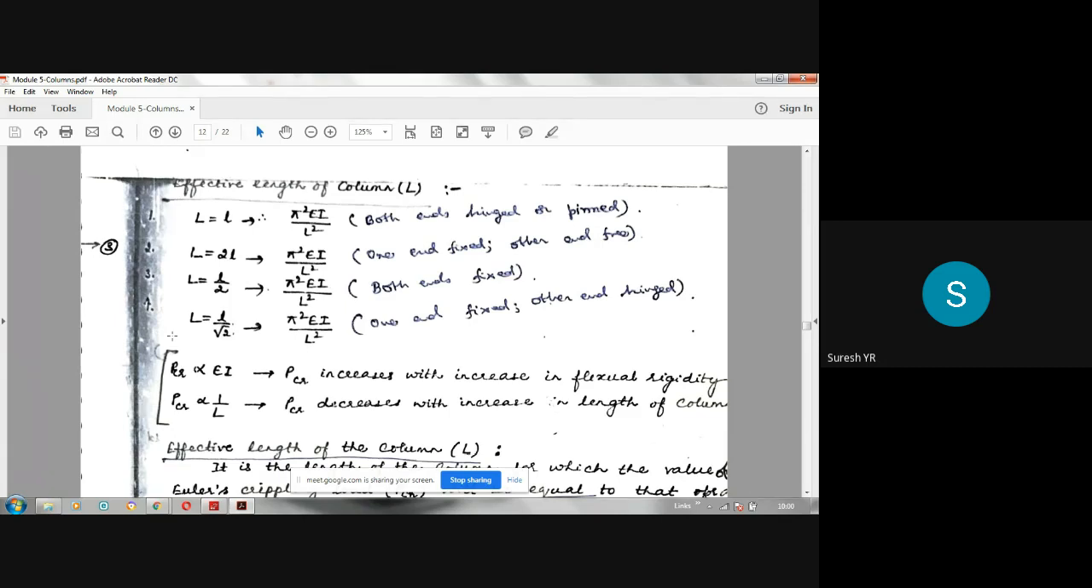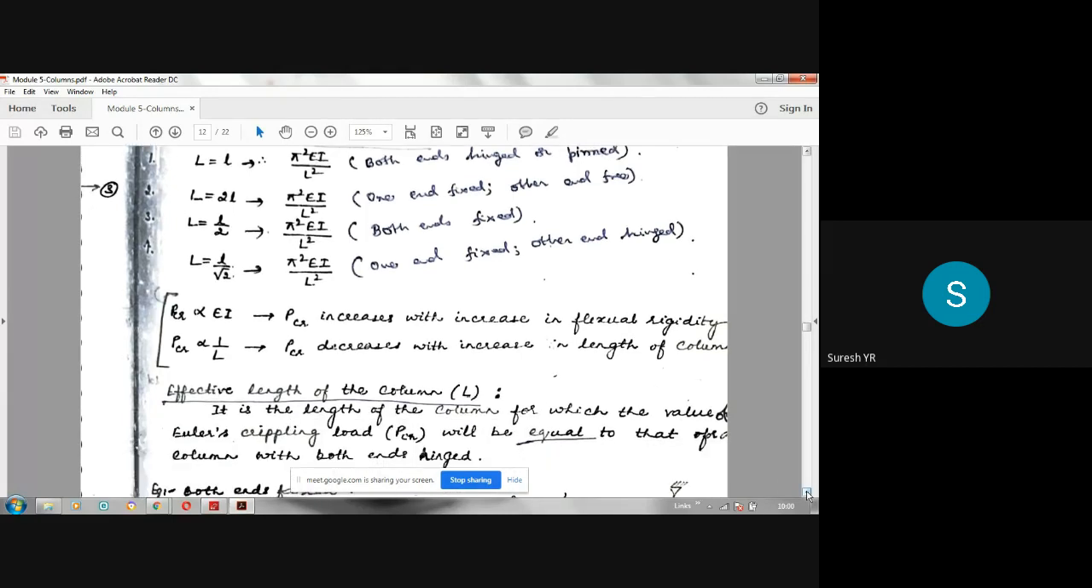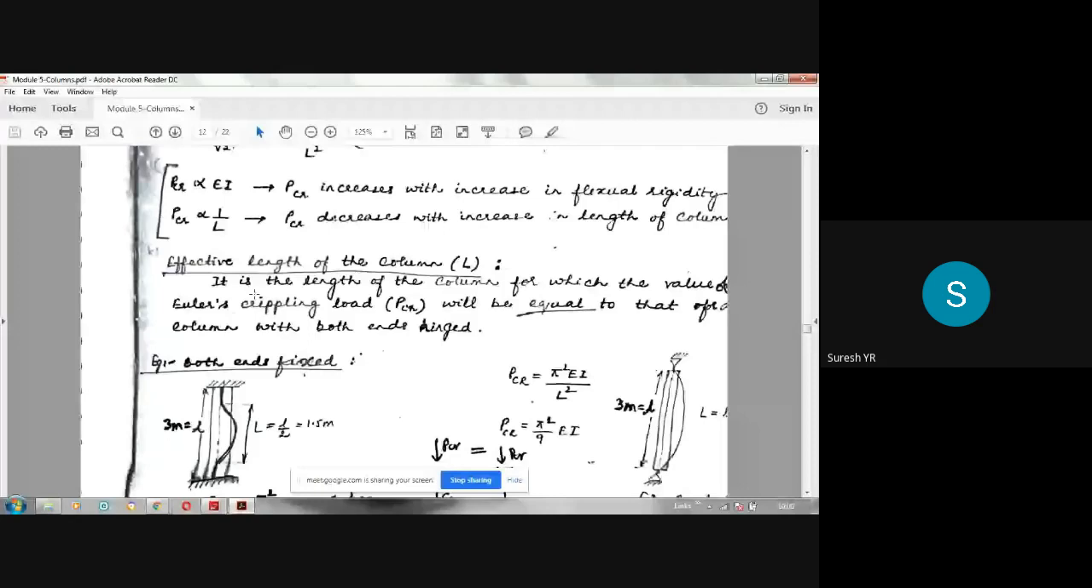So now we can define this effective length of the column, capital L, like this. It is the length of the column for which the value of Euler's crippling load, PCR, will be equal to that for a column with both ends hinged. So this is the definition, because what we have done here is we have equated the standard case, that is both ends hinged case, to all the other cases. From that we have got the expression for the effective length. That is why this is the definition we are going to use.